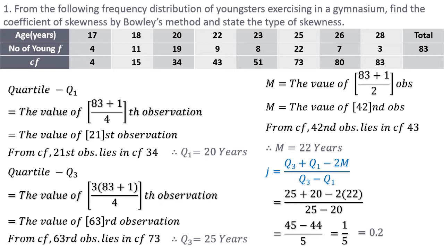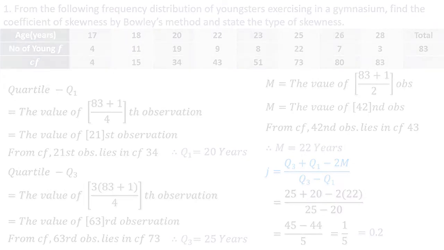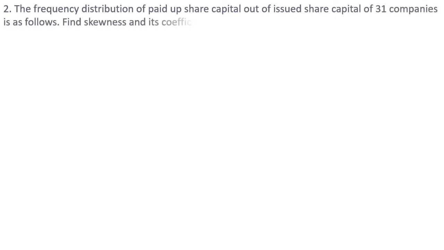Moving on to the second question. Let's start with question number 2. The frequency distribution of paid up share capital out of issued share capital of 31 companies is as follows. Find skewness and its coefficient using Bowley's method.